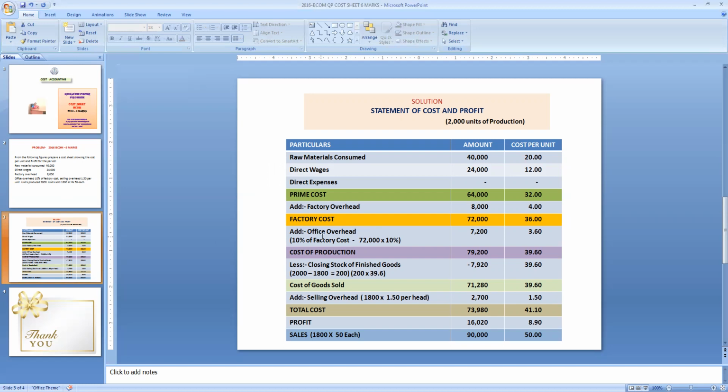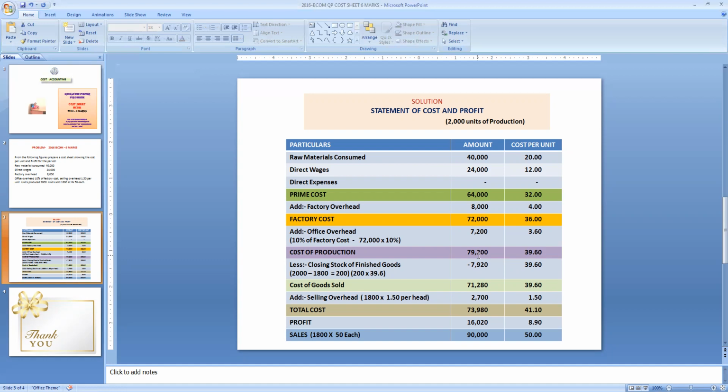So we need to go for calculating the value, that is, add office overhead. Factory cost is 72,000 into 10% is 7,200. Then the total value comes to 79,200. In terms of unit, 7,200 divided by 2,000 means 3 rupees 60 paisa. Therefore, the total per unit is 39 rupees 60 paisa per unit, and in terms of value is 79,200.